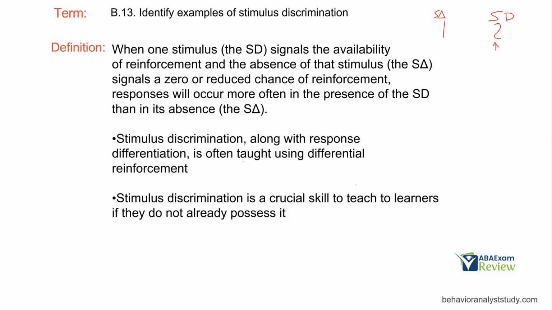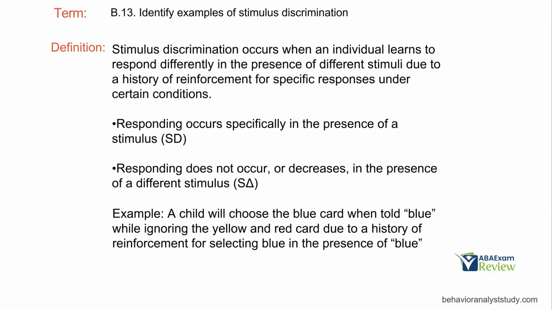So stimulus discrimination, along with response differentiation, is often taught using differential reinforcement. You're going to receive reinforcement here, right? And then we're putting this on extinction, differential reinforcement. Stimulus discrimination is a crucial skill to teach to learners if they do not already possess it. Especially if working with highly impacted individuals or young individuals, you want to get an idea how well do they discriminate between stimuli at first. If it isn't well, this needs to be a priority.